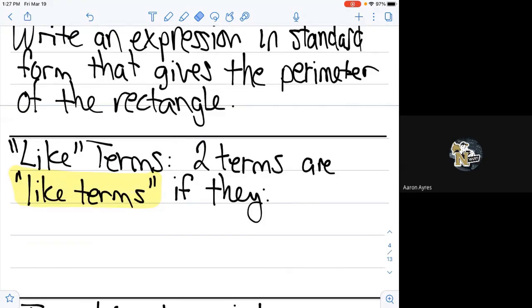When do you know two terms are like terms? Okay. All right. Turn and talk to your neighbor about this. Turn and talk to your roommates. I'm going to give you a fill in the blank. Two terms are like terms if they what? Go. 30 seconds.